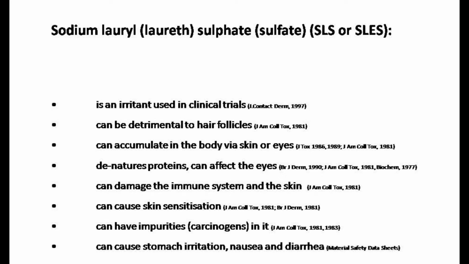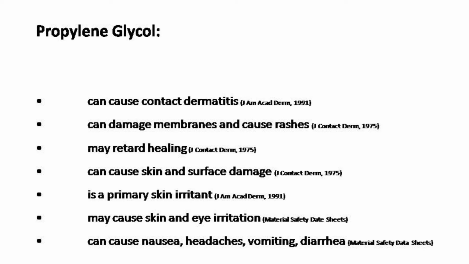Let's look at another ingredient commonly used in many personal care products, propylene glycol. This can cause contact dermatitis. It can damage membranes and cause rashes. It can retard healing of the skin. It can cause skin surface damage. It's a primary skin irritant. It can cause skin and eye irritation. It can cause nausea, headaches, vomiting and diarrhea.